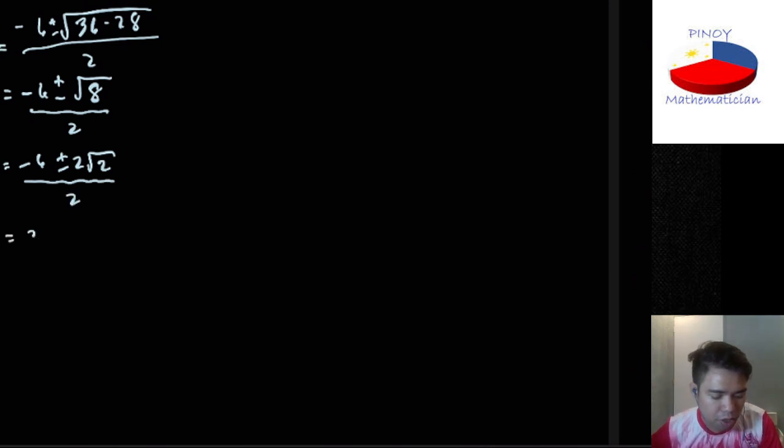Then we can factor out 2. That's the reason why we take out the 2, so that we can cancel the bottom 2. So this will be gone. And what's left is negative 3 plus and minus the square root of 2. So that means x is negative 3 plus square root of 2, or negative 3 minus square root of 2.